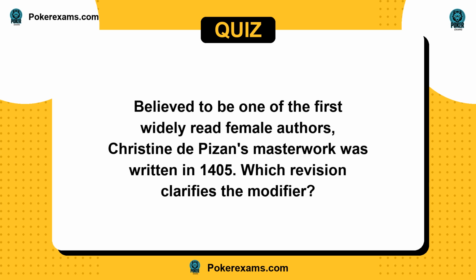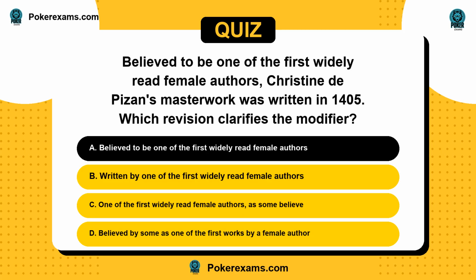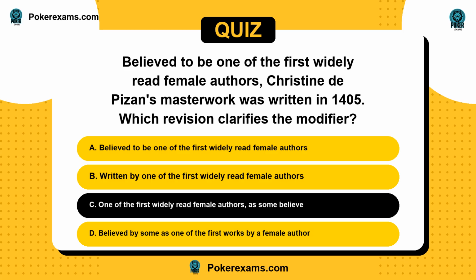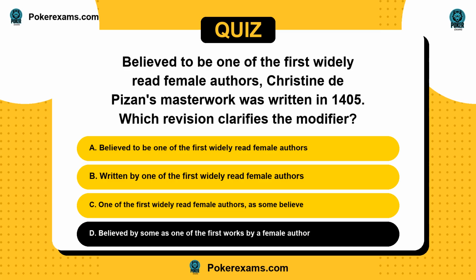Next question. Believed to be one of the first widely read female authors, Christine de Pizan's masterwork was written in 1405. Which revision clarifies the modifier? Is it A, believed to be one of the first widely read female authors? Or B, written by one of the first widely read female authors? C, one of the first widely read female authors, as some believe? Or D, believed by some as one of the first works by a female author?